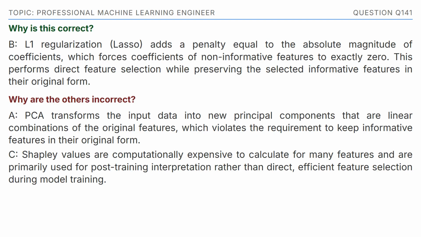Why are the others incorrect? A. PCA transforms the input data into new principal components that are linear combinations of the original features, which violates the requirement to keep informative features in their original form.